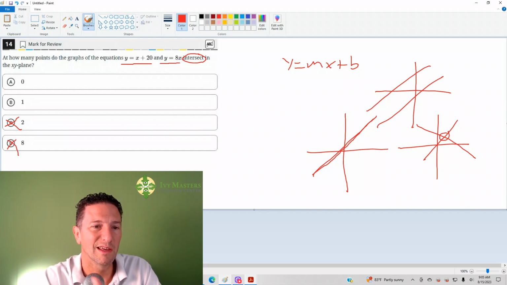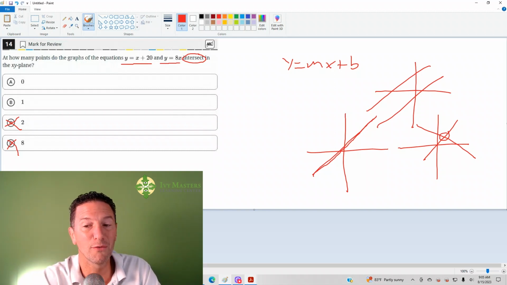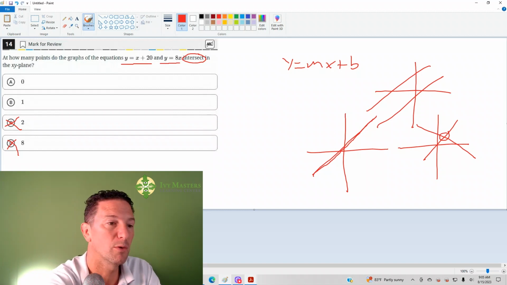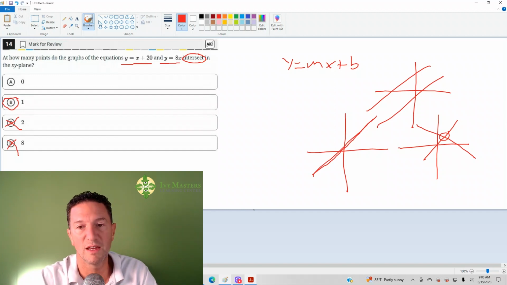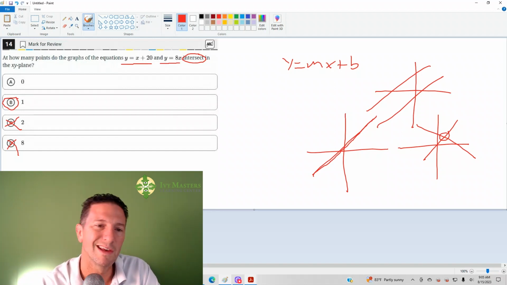So here's the thing. Anytime you've got different slopes, there's always going to be one intersection. You see the slope for the first is 1, the slope for the second is 8. There's only one intersection. Because if they're parallel, then they're the same slope. If there's infinitely many solutions, they're the same slope.